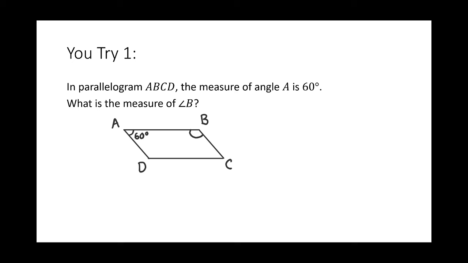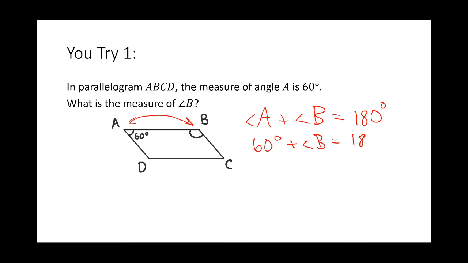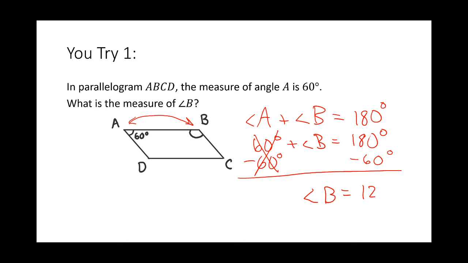Okay, now that you've tried it on your own, let's try it together. So, if we know that angle A is 60 degrees, and we want to know angle B, we remember that two angles that are next to each other are supplementary. That means that they add up to 180 degrees. So, 60 degrees plus angle B is equal to 180 degrees. I'm going to subtract 60 degrees from both sides, and we'll find out that B is 120 degrees.